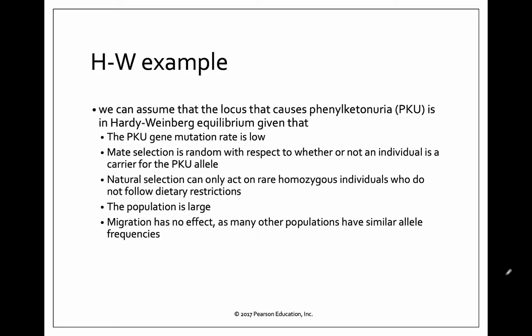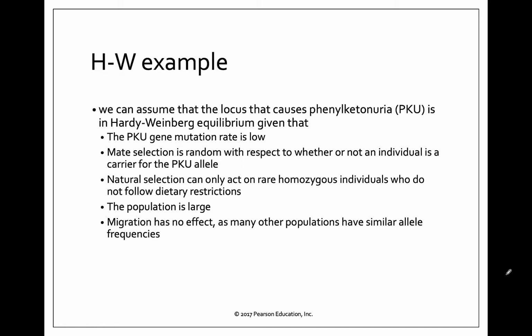So let's go through an example of Hardy-Weinberg equilibrium equations. This is a real-life disorder called phenylketonuria, a mutation in humans that causes you to be unable to process the amino acid phenylalanine. It's pretty rare. But what happens is the phenylalanine builds up in the body and you're not able to get rid of it, and it can cause serious damage.